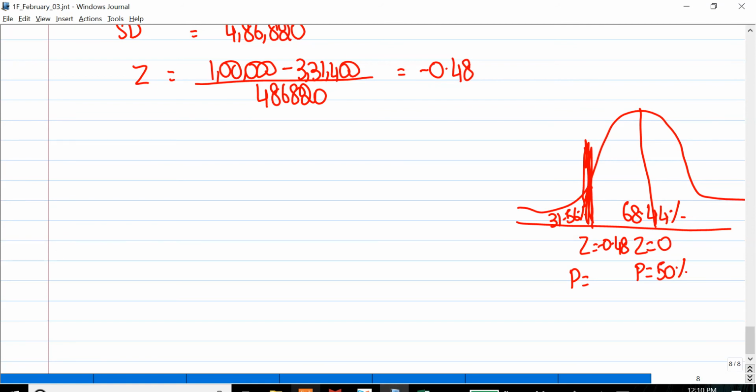Now what is the requirement? Less than 1 lakh or more than 1 lakh? Less than 1 lakh. Final answer is 31.56%. The probability of generating less than 1 lakh is 31.56%. More than 1 lakh is 68.44%.